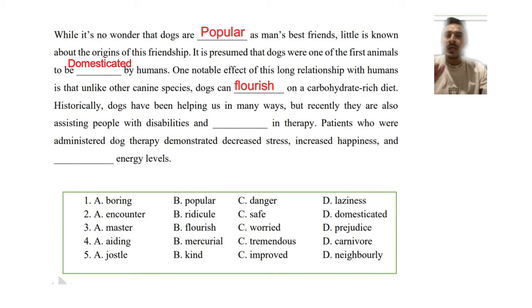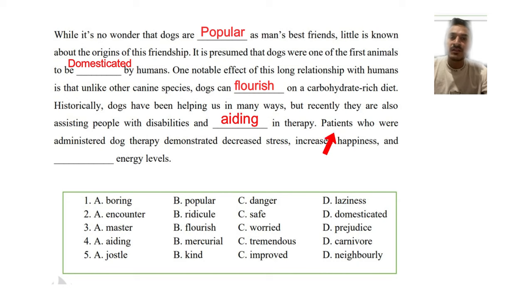Moving to the fourth one, historically dogs have been helping us in many ways, but recently they are also assisting people with disabilities and dash in therapy. Here we are talking about disabilities, and after and there is a blank. Before and, what is going on, we are talking about disabilities. You have to find out the answer related with disabilities and dash in therapy. So that is only the A option, aiding. I don't know mercurial, tremendous, carnivore, but the aiding option is the best one related to disability. So don't be confused. Check the situation before blank and after blank.